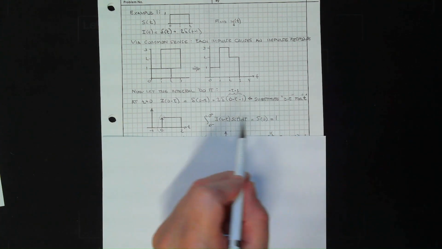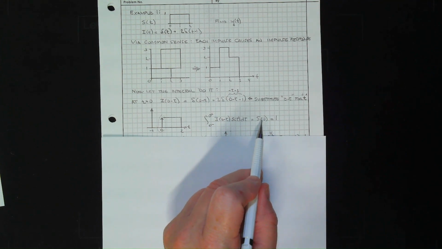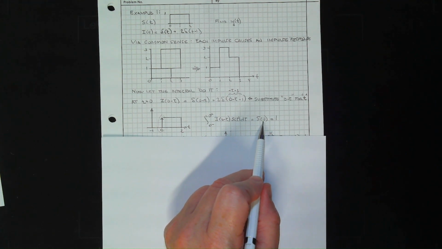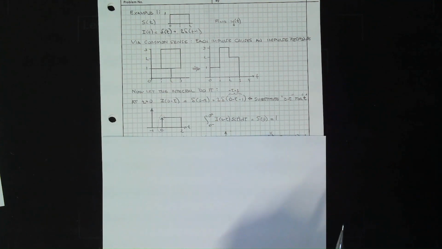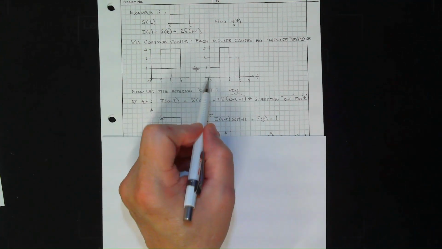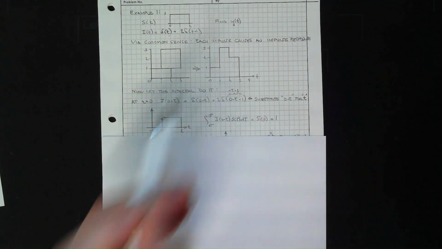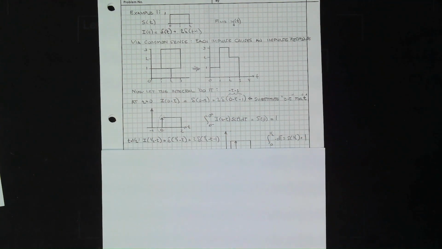So we're just going to sift out the value of the impulse response at time equals 0. That's just 1. So there we have it, and that agrees with what we had. Now let's go to time equal to 1/2.